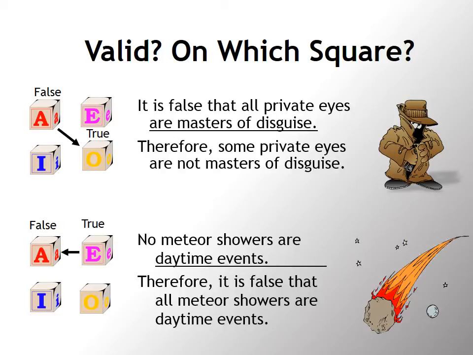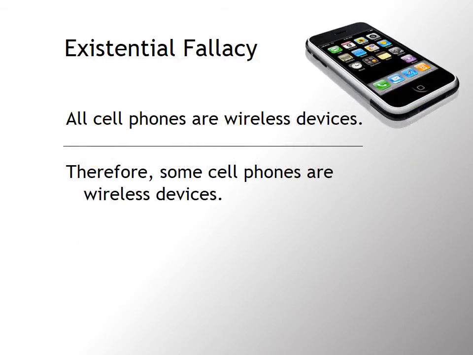Now consider the argument on the bottom. No meteor showers are daytime events. That asserts an E sentence. Therefore, it's false that all meteor showers are daytime events. Well, since those two claims are contrary, but only on Aristotle's square, then we have to say yes. But we're going to have to say that it's conditionally valid, because it's using an inference that's only validated on Aristotle's square of opposition. So when you move from one of those claims to the other, make sure that the objects talked about in your subject class exist.